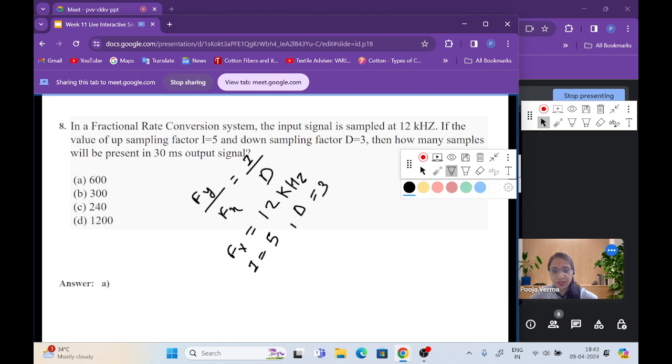So now first we need to find out the Fy, that is the output sampling frequency. So let's put all these values in this equation. Fy divided by Fx is equal to I by D. So Fy is not given, Fx is given as 12 kilohertz, is equal to I by D, that is I is equal to 5 and D is equal to 3.